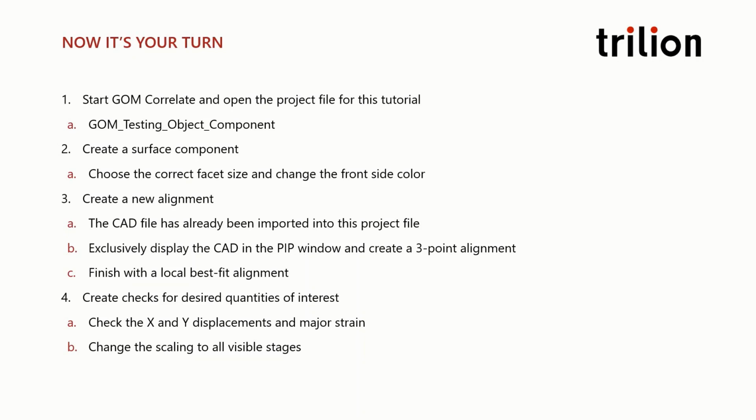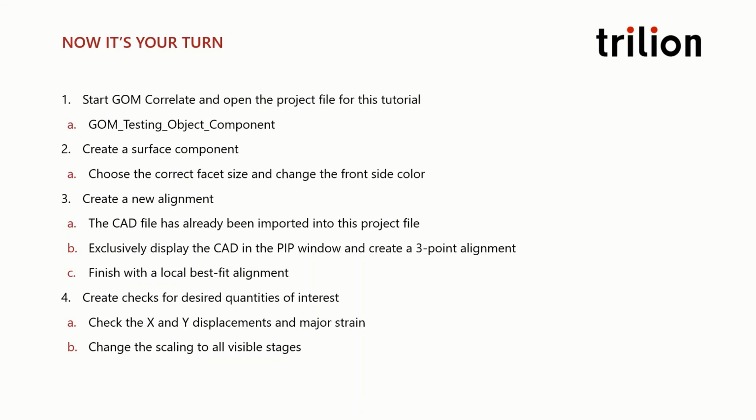Now create a 3-point alignment using the CAD model that has already been imported into the project. Make sure that the CAD model is exclusively visible in the PIP window and that the surface component is exclusively visible in the 3D view. Finish up by using a local best fit alignment. With an appropriate alignment, you can now check the surface component for X and Y displacements and major strain.